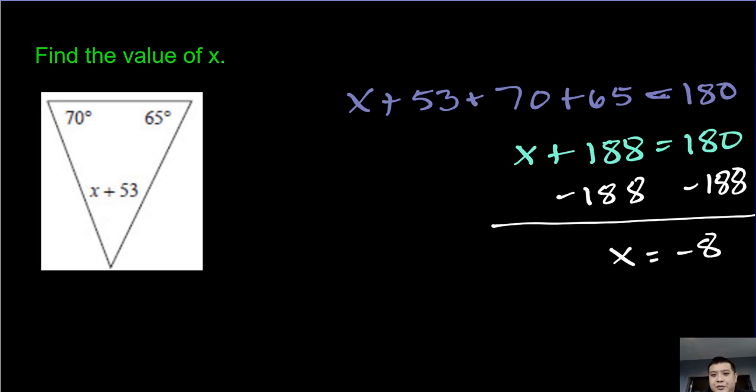The equation that you could set up was x plus 53, which is the first angle right here, plus 70, which is the next angle, plus 65, which is the next angle, equals 180. The 53, 70, and 65 add to 188. Subtract 188 from both sides, and we find that x equals negative 8.